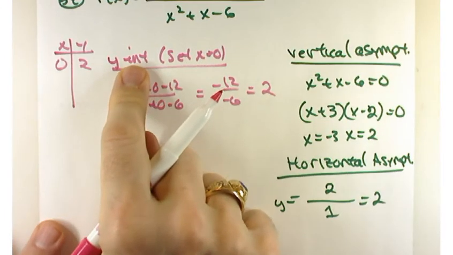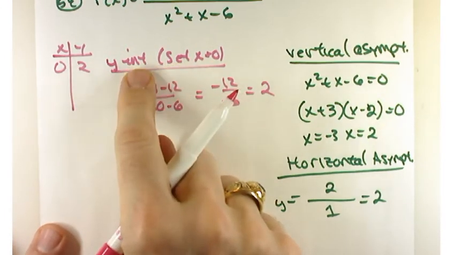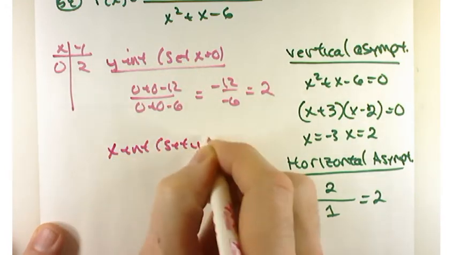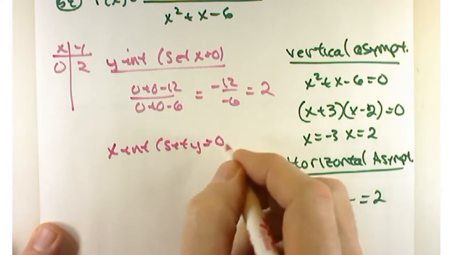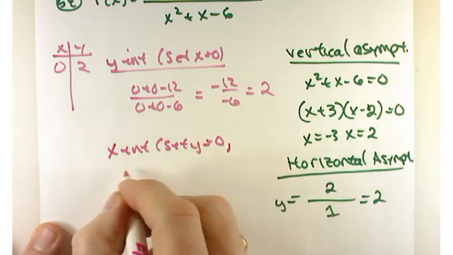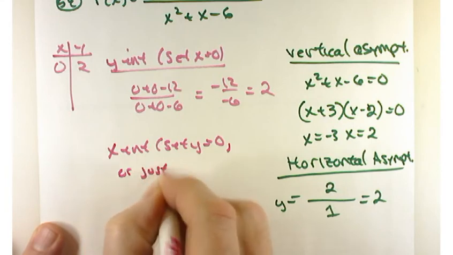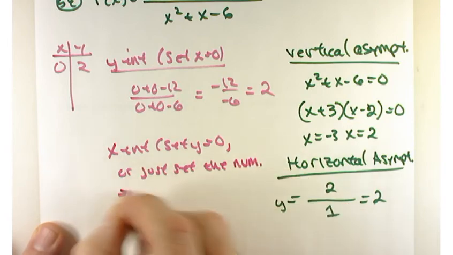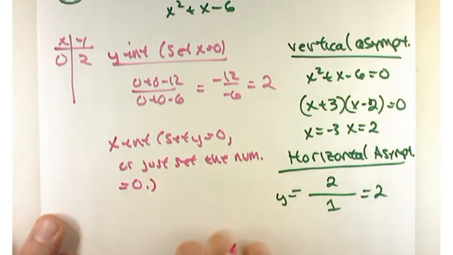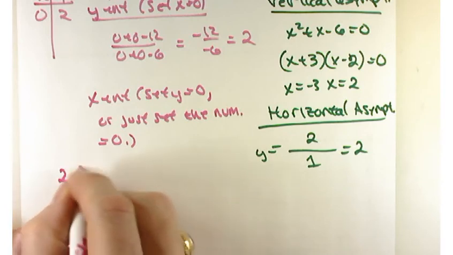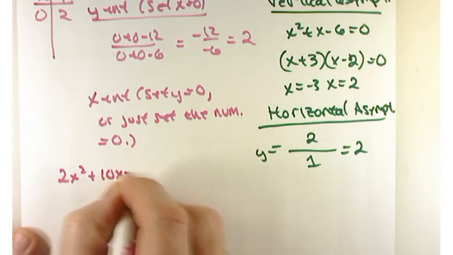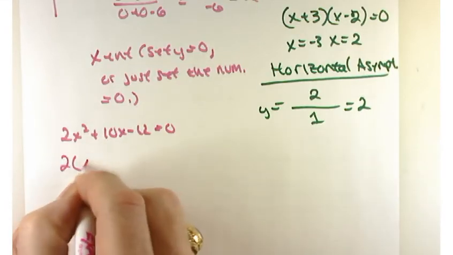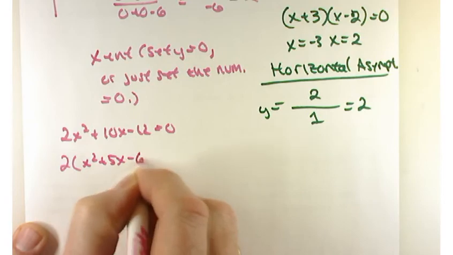I found my Y-intercept. How do you find the X-intercepts? Set y equals 0, which equivalently means set the numerator equals 0. So for us, that's going to mean 2x squared plus 10x minus 12 equals 0. I'll factor out the 2, x squared plus 5x minus 6 equals 0.